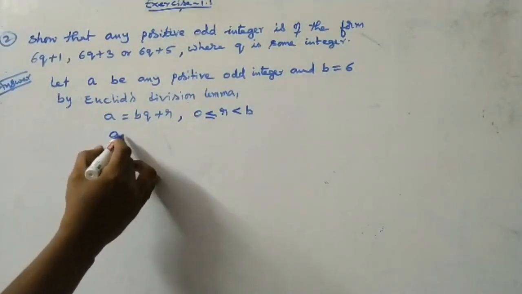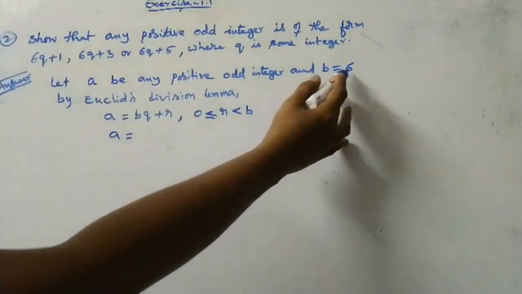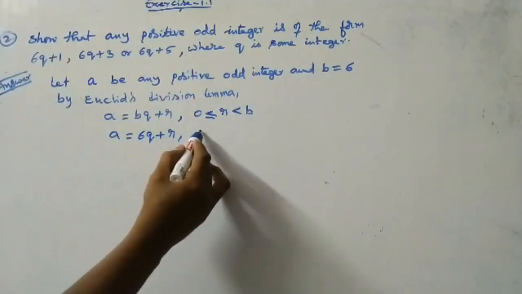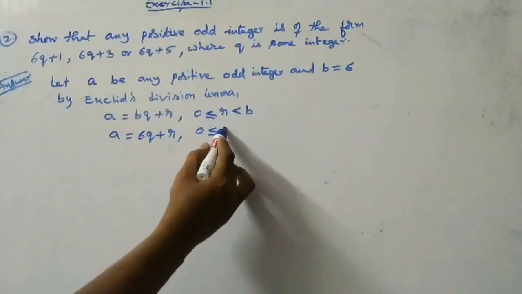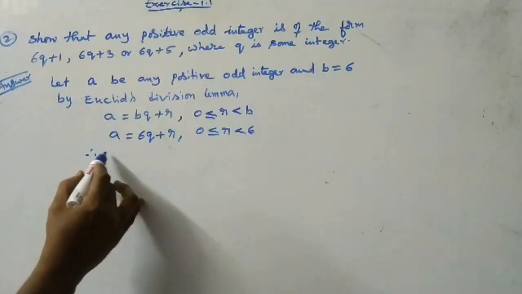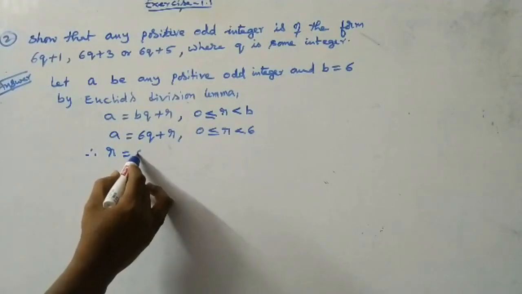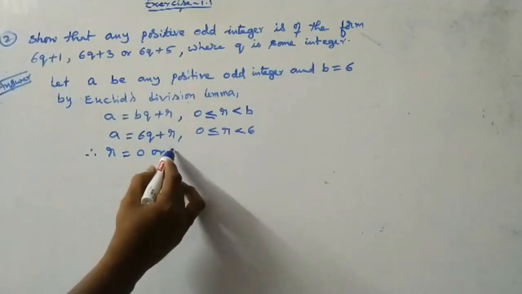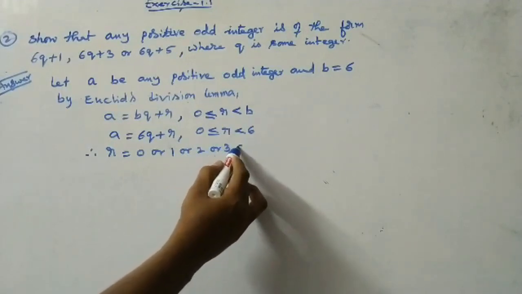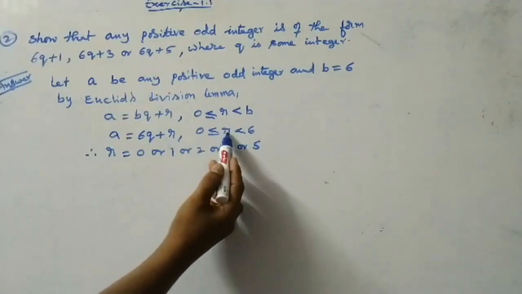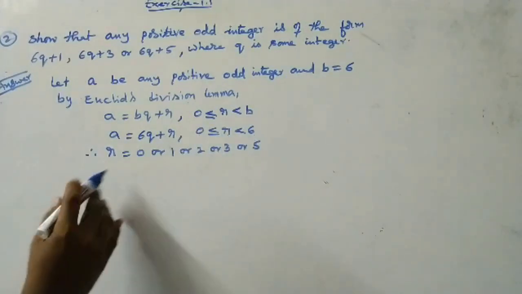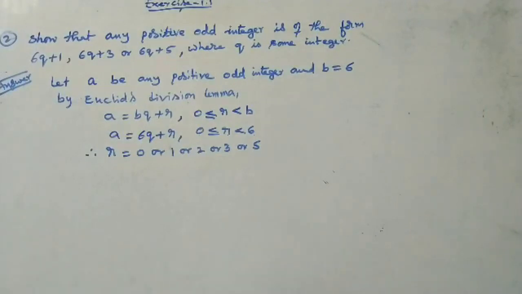So a is equal to bq plus r, with b as 6: a is equal to 6q plus r, where 0 is less than or equal to r, strictly less than 6. That means r is either 0 or 1 or 2 or 3 or 4 or 5. So the remainder lies between 0 and 6.